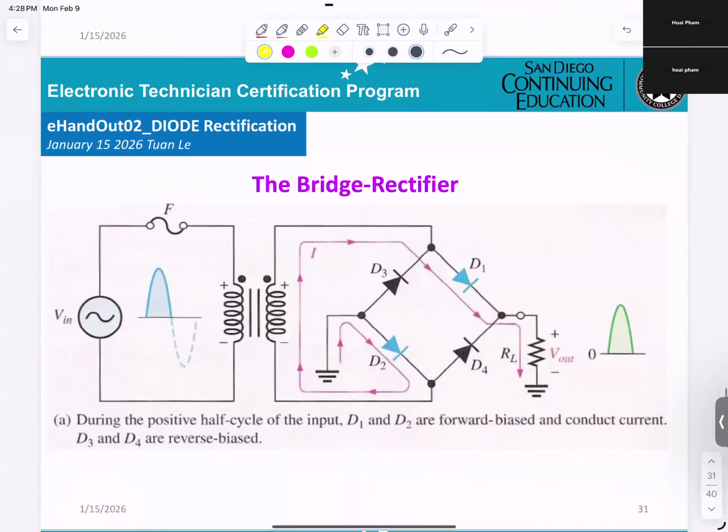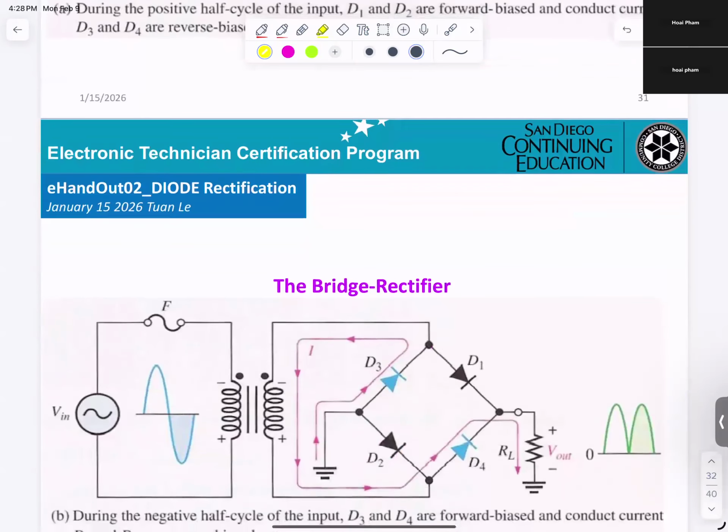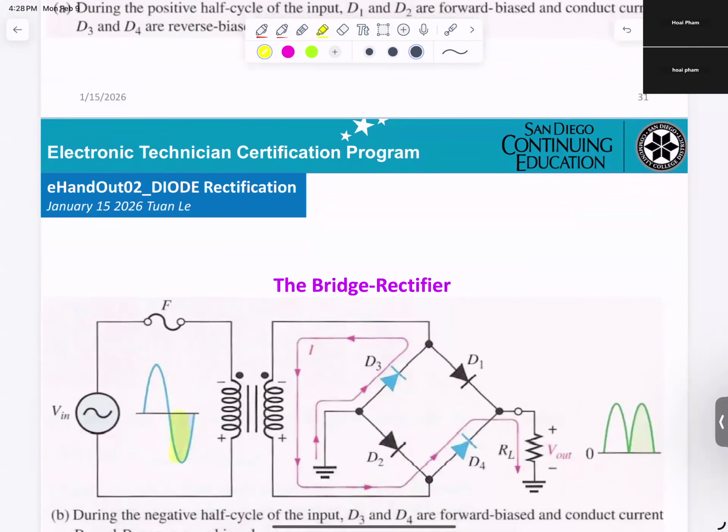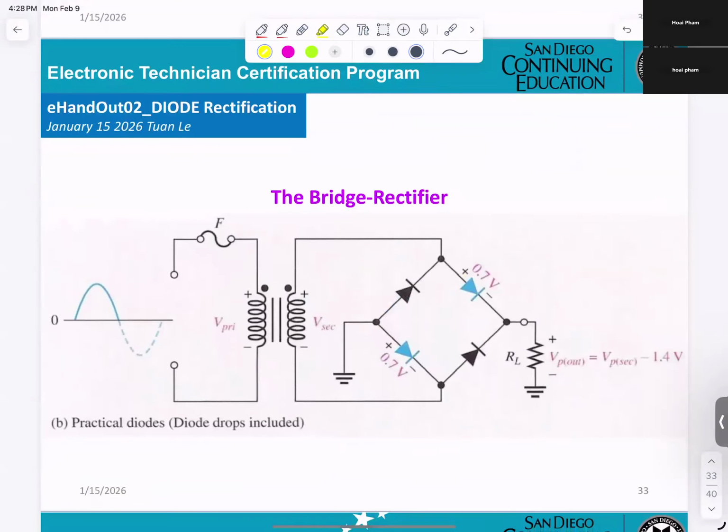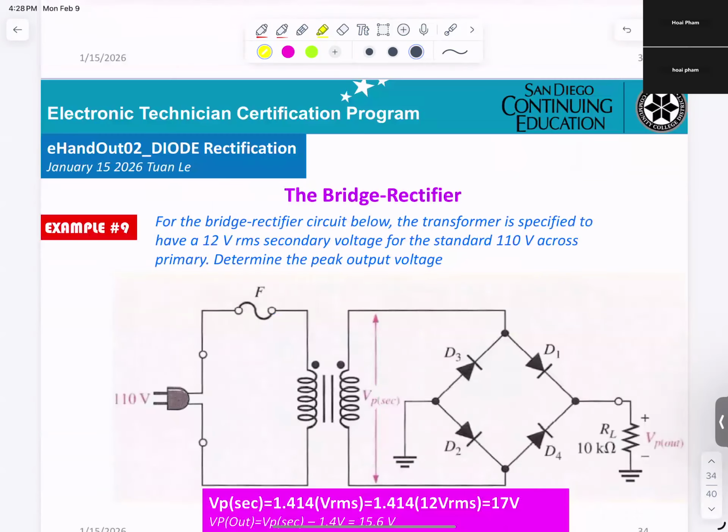Now, they have given you here, input positive. That's telling you diodes D1 and D2 are on, and D3 and D4 will be off. So that's why they have given you this signal. And now, when you get a negative input, then D3 and D4 are on, and they get another positive. Bridge rectifier.